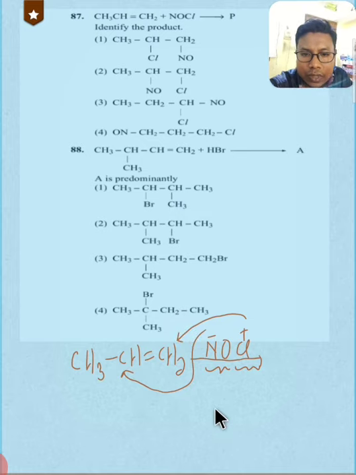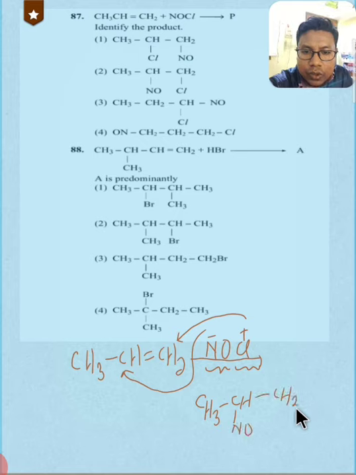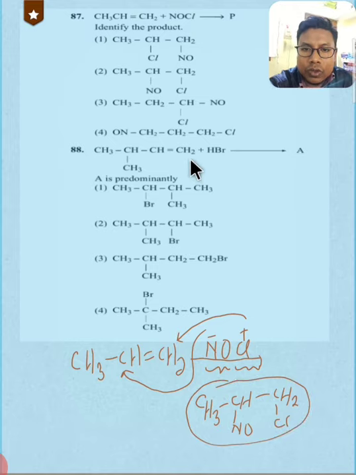So we are going to get this product, CH3 CHNO, and CH2 will be attached to chlorine. This will be our major product. So we need to choose the option from this one. I think the second is the correct answer, right?